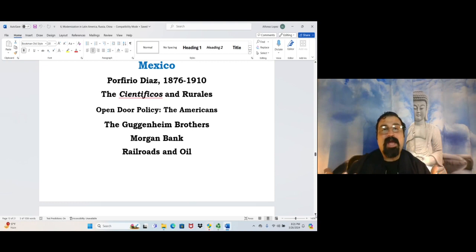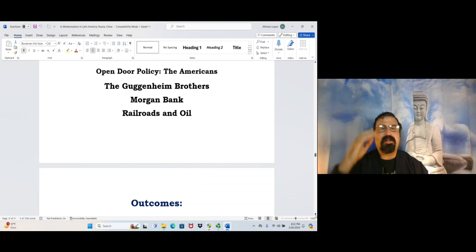And for him, the only way out was to invite foreigners into the country to inject capital, in this case, the Americans, creating an open door policy. And this is exactly what happened. During his regime, we see American investors flooding Mexico, like the Guggenheim brothers, who had built a mining empire around the world. They came in to build the mining industry to extract things like copper and silver out of Mexico. So they're bringing capital and know-how, the technologies.